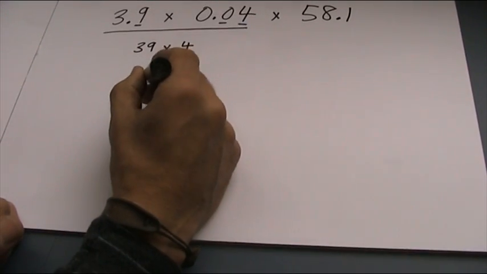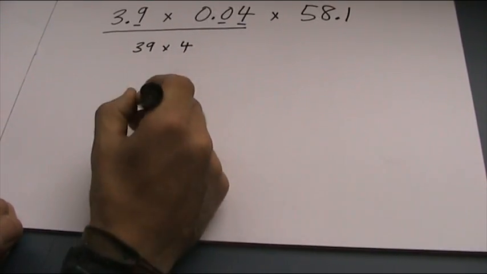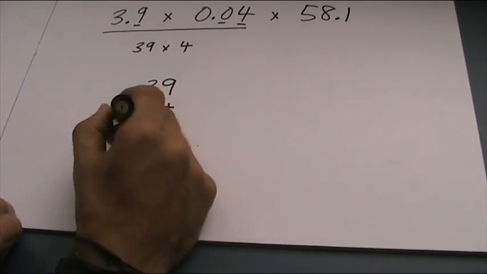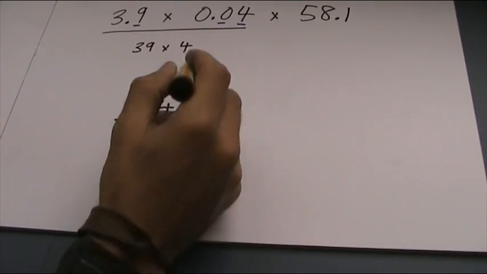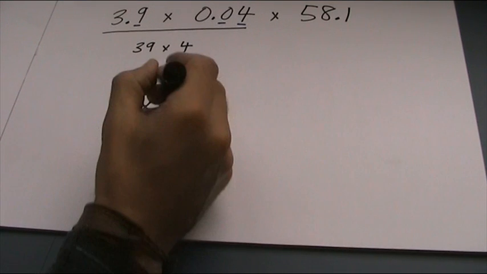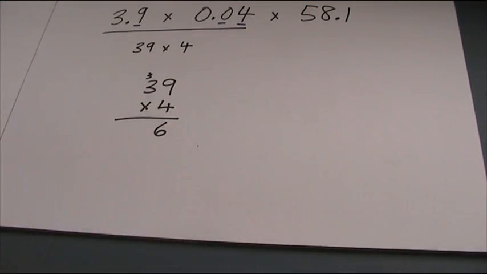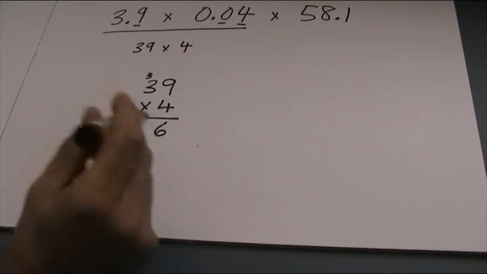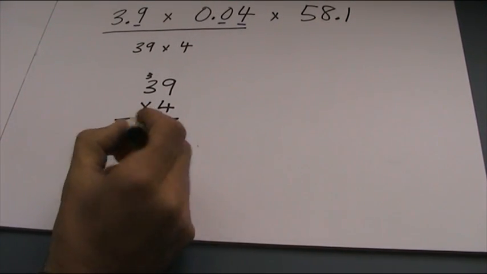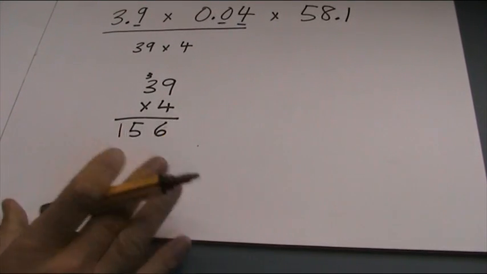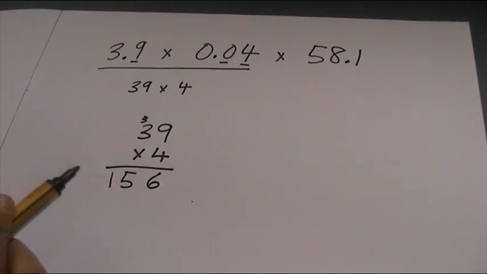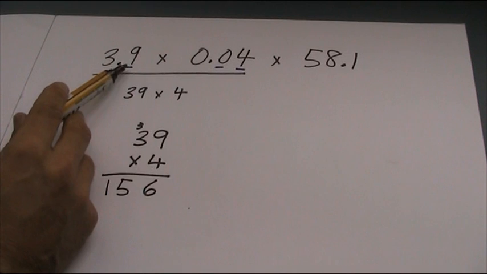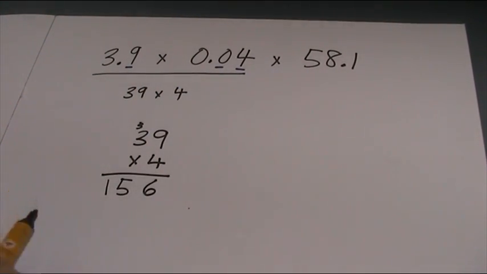So 39 times 4 is set out like this. 4 nines are 36, carry the 3. 3 fours are 12, 13, 14, 15. Now, if we go back to here, we did say that the answer would have 3 digits behind the decimal point.